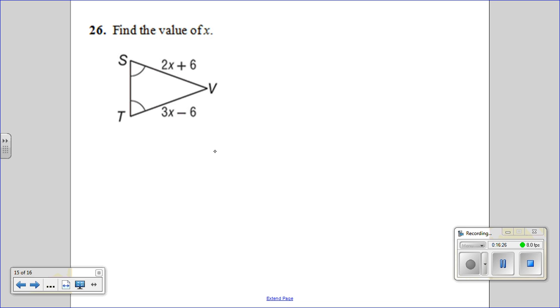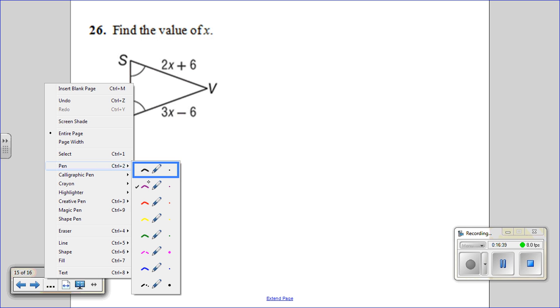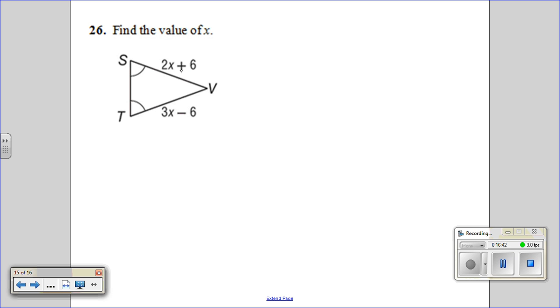Alrighty. 26 wants us again to find the value of x, and they give us two sides. They also indicate that the two bottom angles are congruent. So since they told us the two bottom angles are congruent, that means these two sides across the given angles are congruent. So this is an isosceles triangle. So that means you can say 2x plus 6 equals 3x minus 6 and solve for x that way.